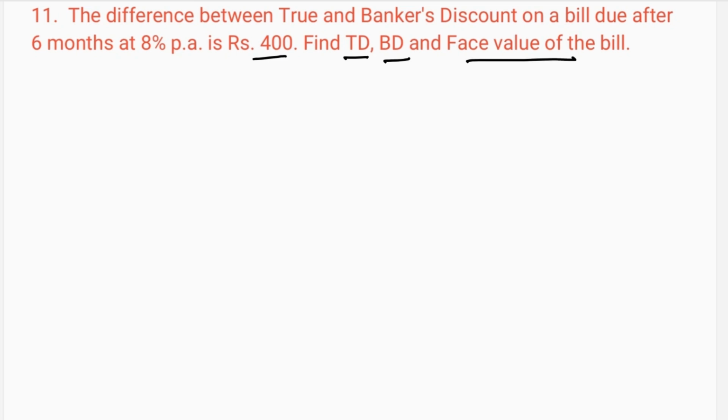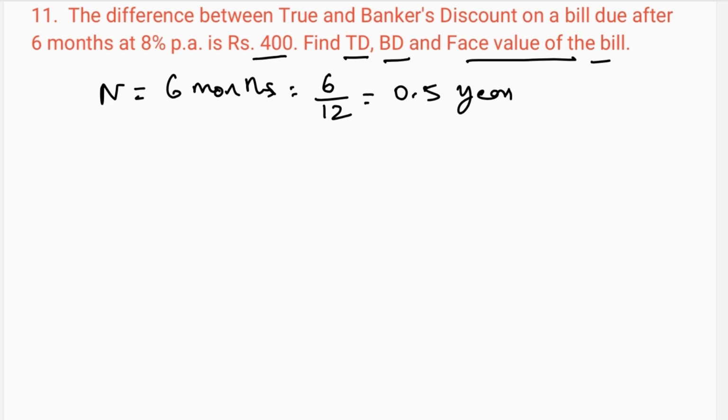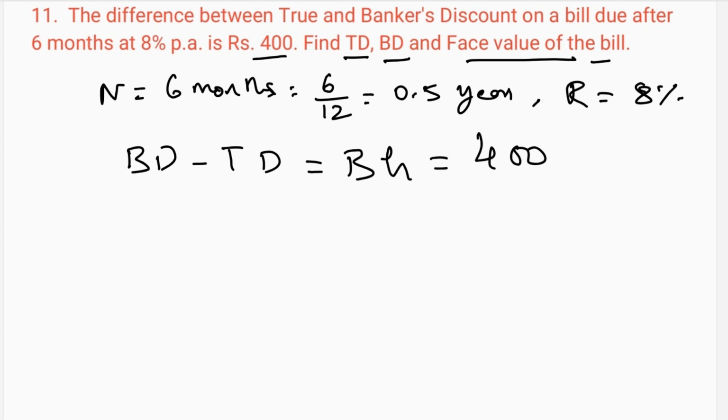So first, if you have to find out true discount and banker discount, you must know face value of the bill. So first we will find out face value and then we will find out true discount and banker discount. Here what they have given: n is 6 months, that you will convert into 0.5 years. R they have given 8%, and the difference between banker discount minus true discount, that is nothing but banker gain, they have given 400.